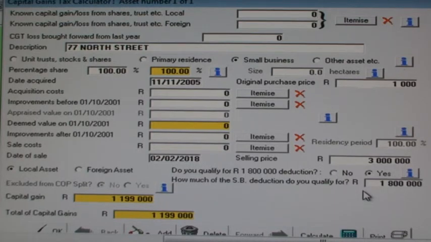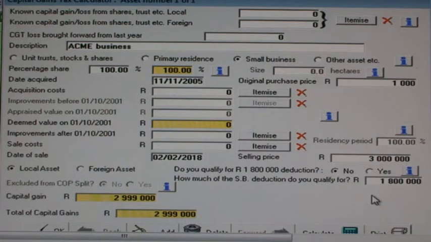The first 1.8 million of profit on a small business is exempt from capital gains tax provided that you are either over 55 or you were forced to sell the business because of ill health. The exemption is per person and not per business. The total value of all the taxpayers' businesses must not exceed 10 million rand.